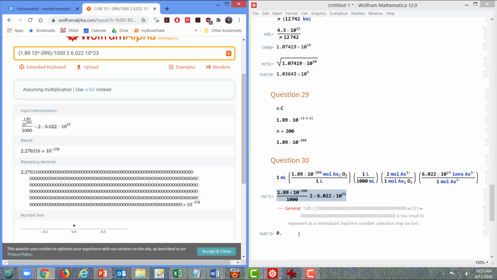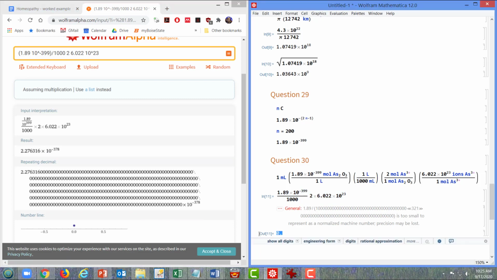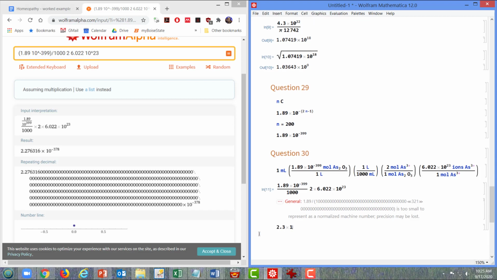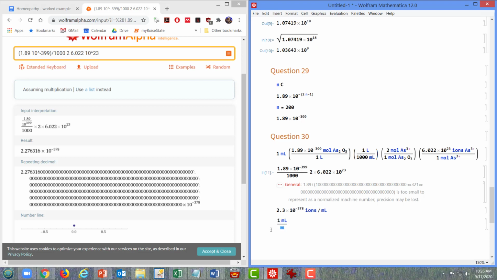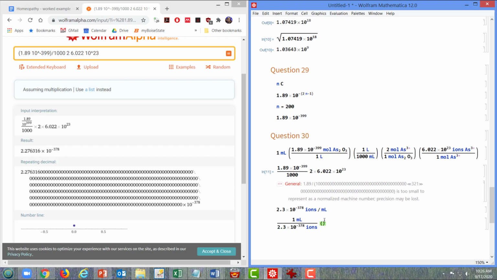We can find the answer here is 2.3 times 10 to the negative 378. And our units now are ions per... So this is how many ions are in 1 milliliter, right? So we're now taking 1 milliliter divided by this many ions. This is going to be how many milliliters you need to get a single ion.